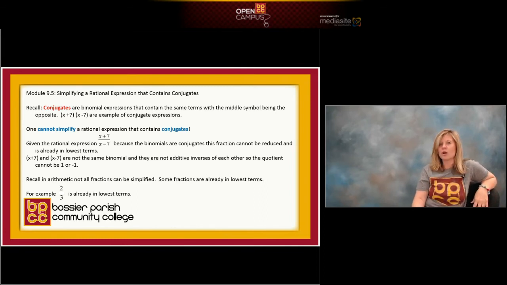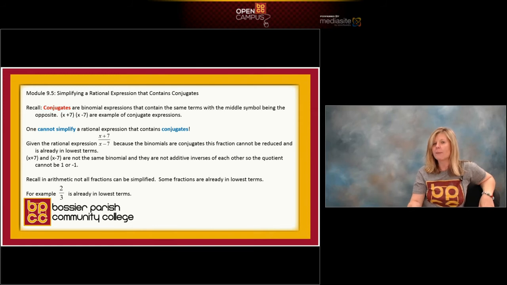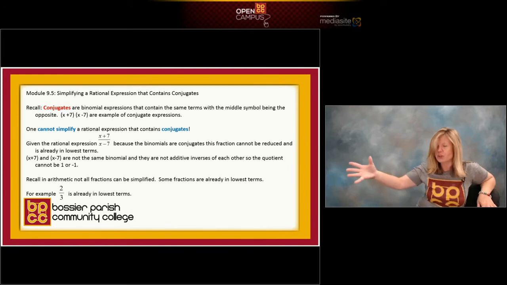So the next question you want to ask yourself is, are x plus 7 over x minus 7 additive inverses, opposites of each other? Well, no, that's not true either. Because if you look, both x's are positive. The x's are the same. The 7's are opposites. Well, to be an additive inverse, all the terms have to be opposites. So those are not opposites. We clearly know the definition for that: they are conjugates.